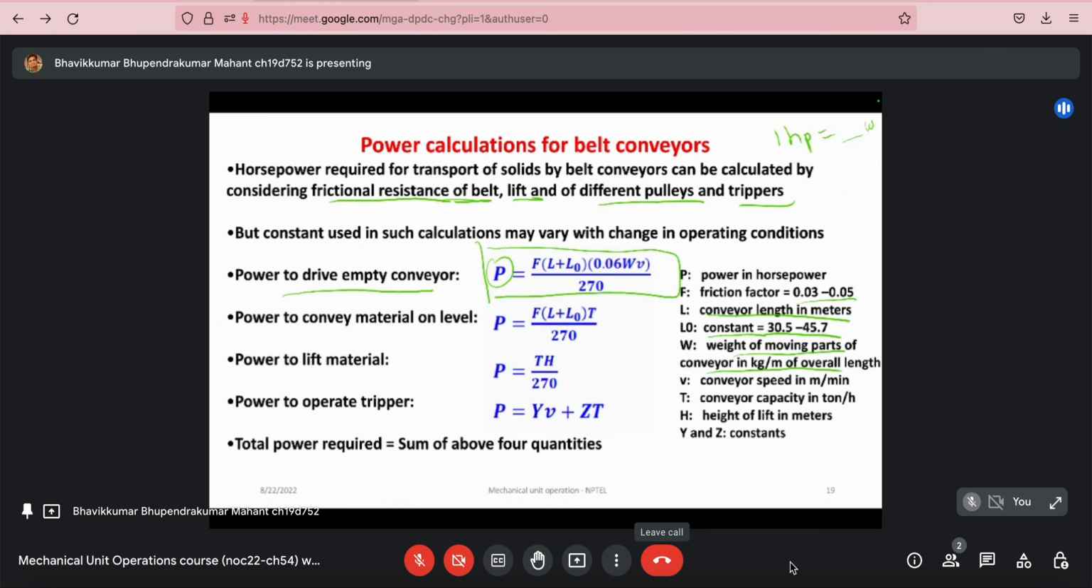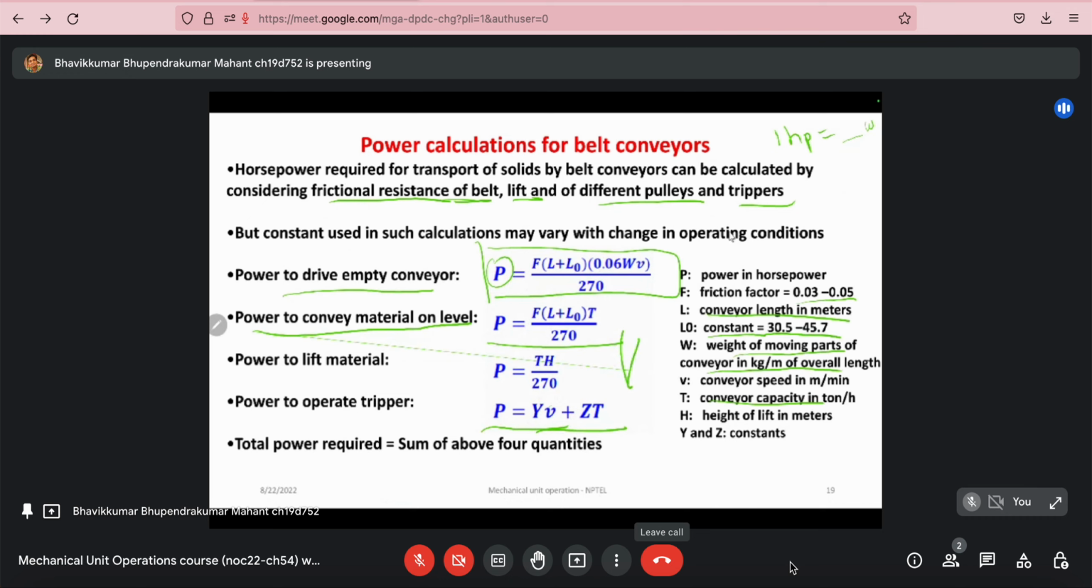Then T is the conveyor capacity. H is the height of the lift, and Y and Z are some constants. Then power to convey materials on level is (FL + L0 T)/270. Power to lift material is TH/270. Power to operate the tripper, if you are using trippers also, is YV + ZT. Y and Z are constants, V is the velocity, and T is the capacity in tons per hour.